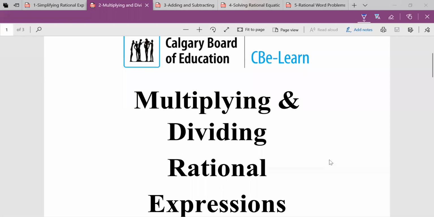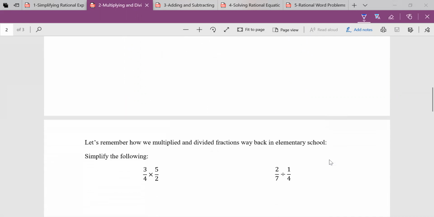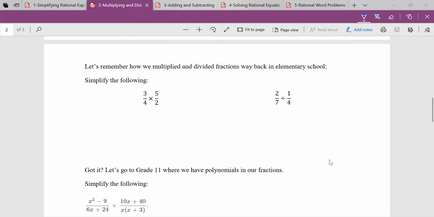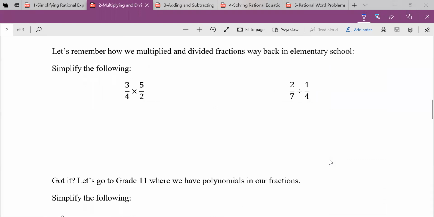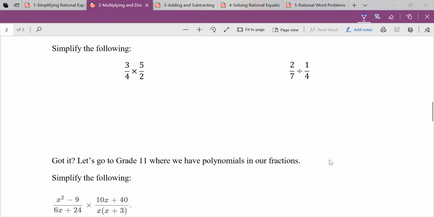Hey, grade 11s. In this lesson, we're going to look at multiplying and dividing these rational expressions that we started working with. Now, the good news is this won't be too difficult. But before we do this, let's go all the way back to elementary school and do some multiplying and dividing of fractions without a calculator.